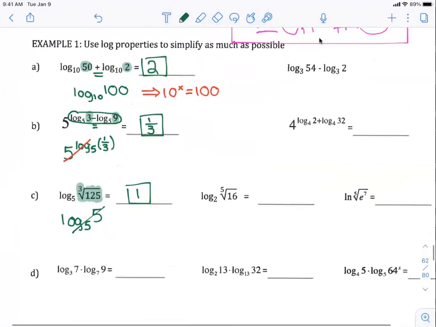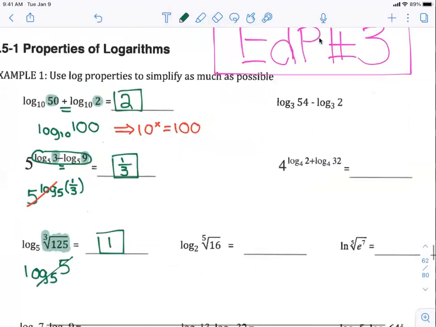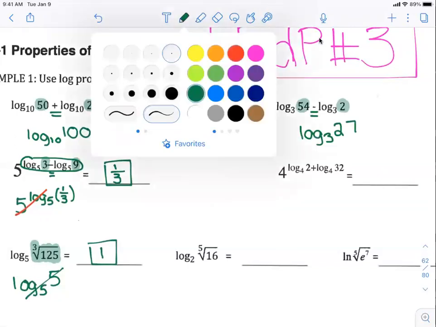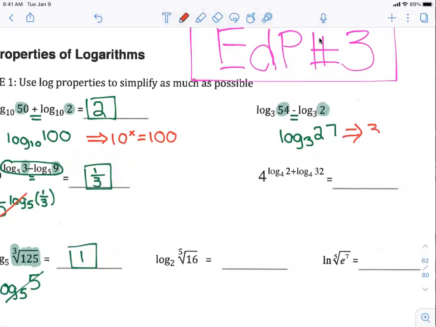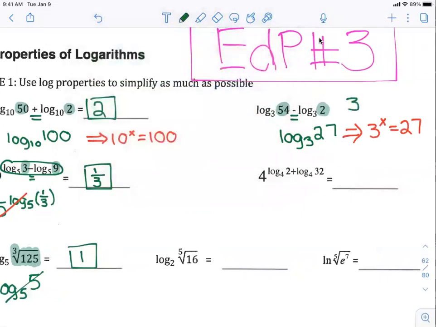Oh, I missed these side problems. So let's go back and take a look at the second problem of part A. Once again here, notice we have the same base, log base 3. We are subtracting, so when you're subtracting, that means we're going to go ahead and divide. 54 divided by 2 is 27. And then I'm asking myself, I can simplify this now. I don't want to just condense it. I'm saying 3 to what power is 27? And the answer is 3. 3 to the third power is 27.